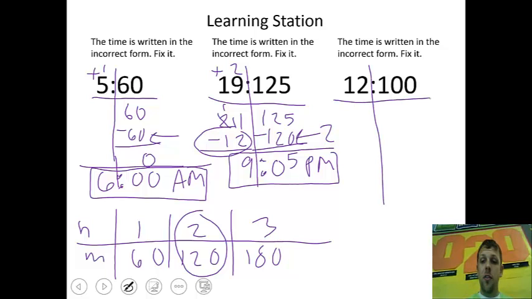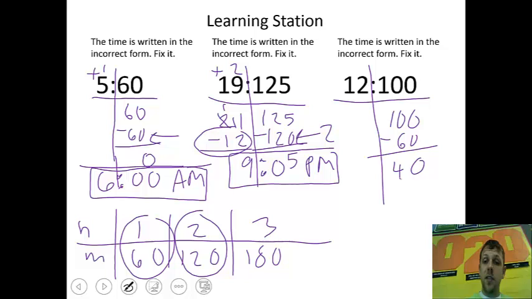On this side, I noticed that 100, I can only get 60 minutes out of this. So I'm going to subtract 60 minutes. And I'm going to give it to the hours. And I'm left with 13. I noticed that 13 is above 12, and it's above 12 by only 1 hour. So this is going to be 140.